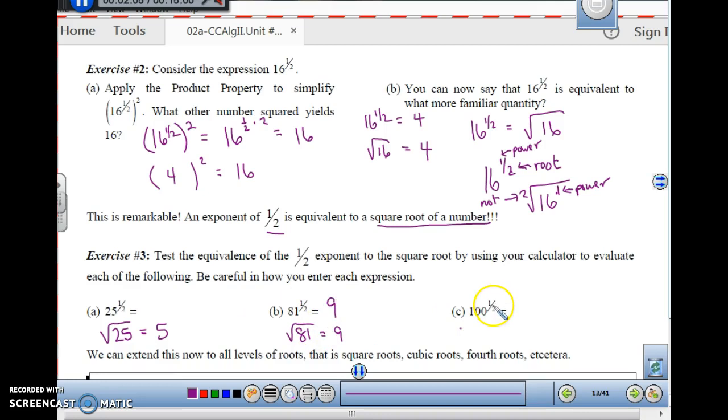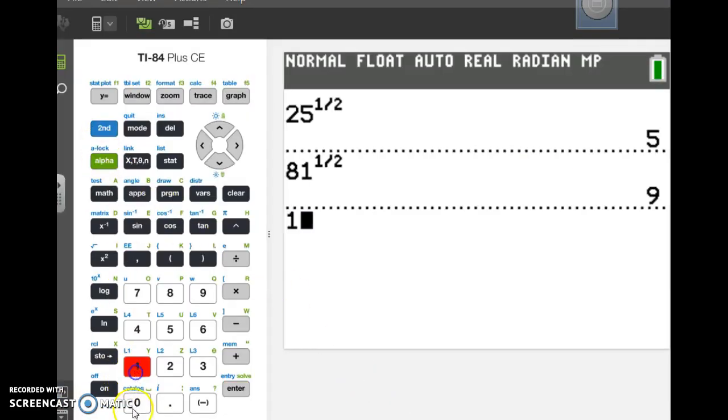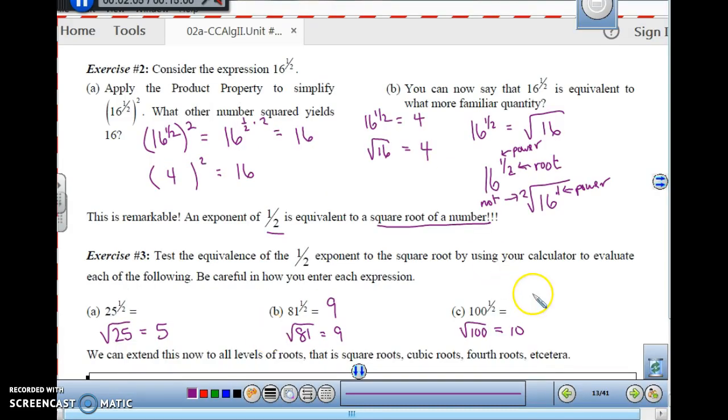All right, 100 to the 1/2 power. That actually means the square root of 100, so it should equal 10. Let's see if it does. 100 raised to the 1/2 power, and forward arrow off of there, enter. It's 10. There we go. So the square root is actually the 1/2 power.